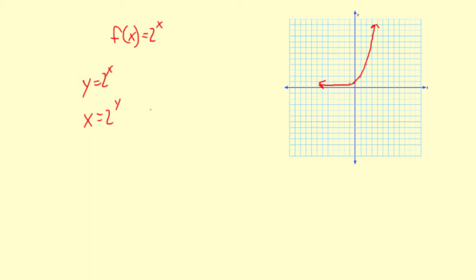So it looks like this. If you're going to do the inverse of f of x equals 2 to the x, it would be f of x equals log base 2 of x. And so the base 2 is the same as this base 2 for the exponent over here.